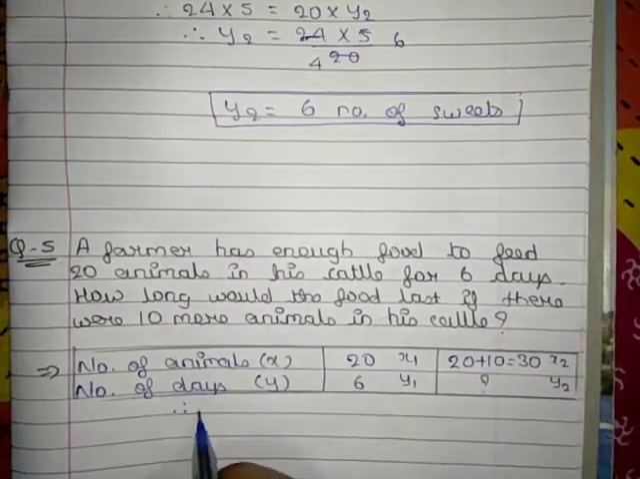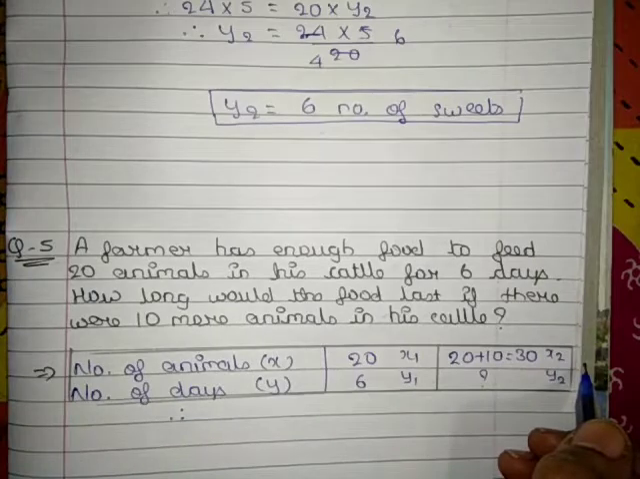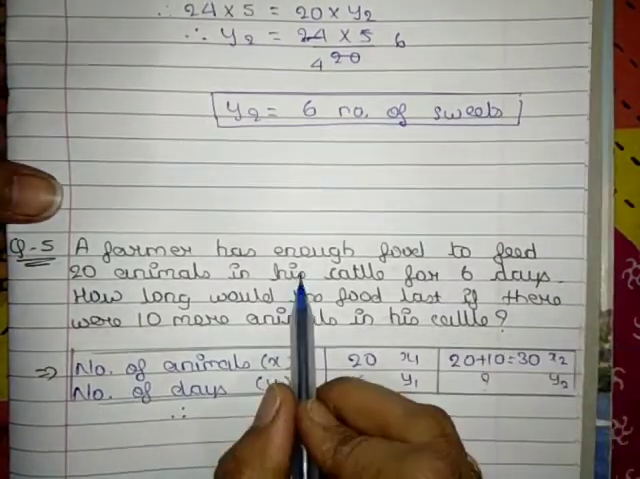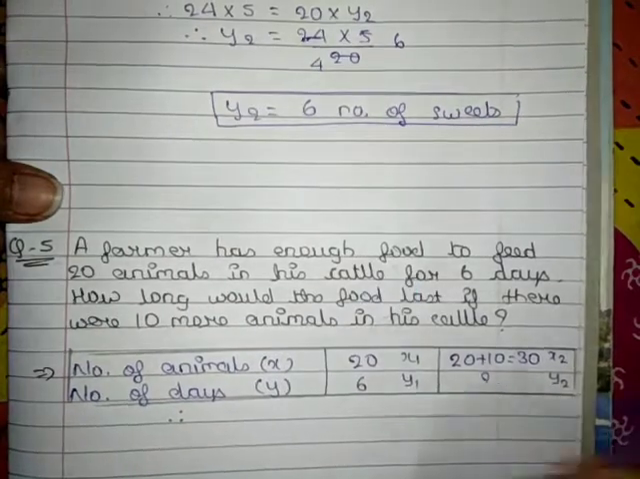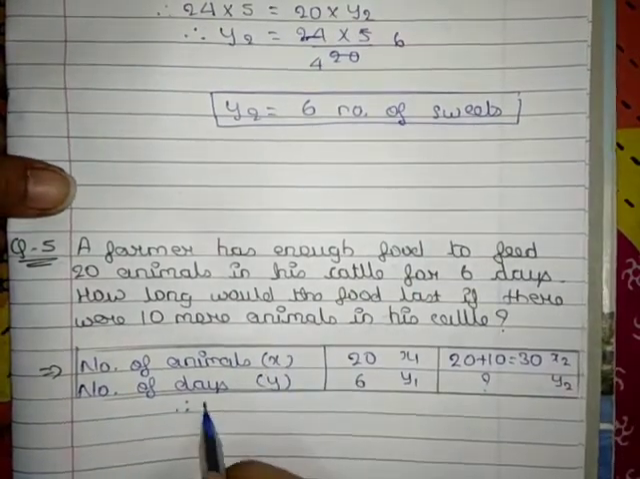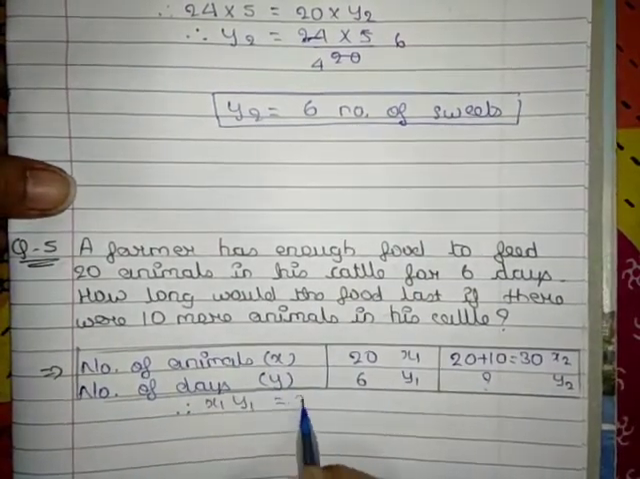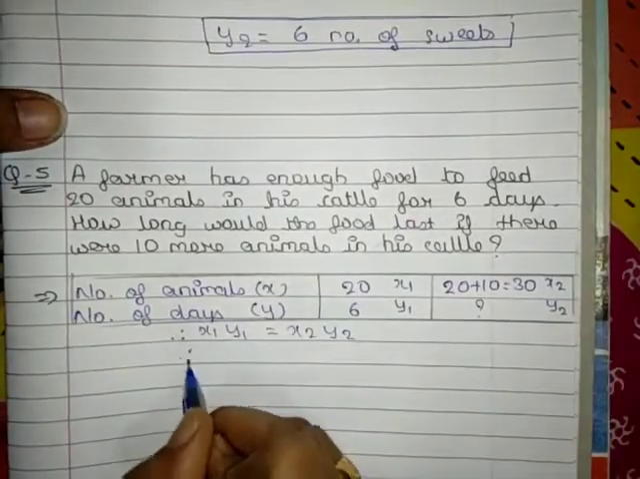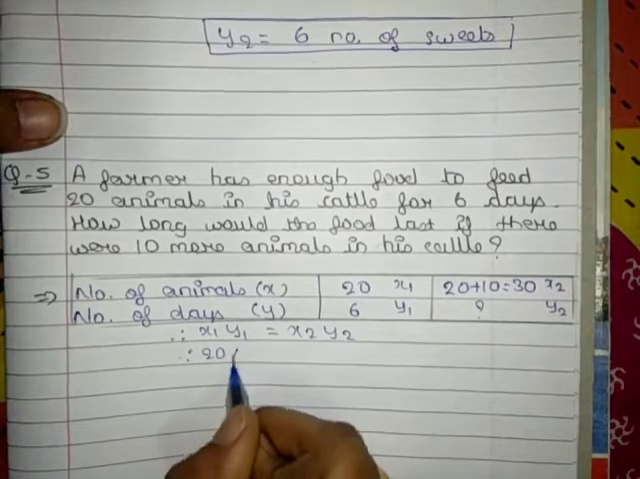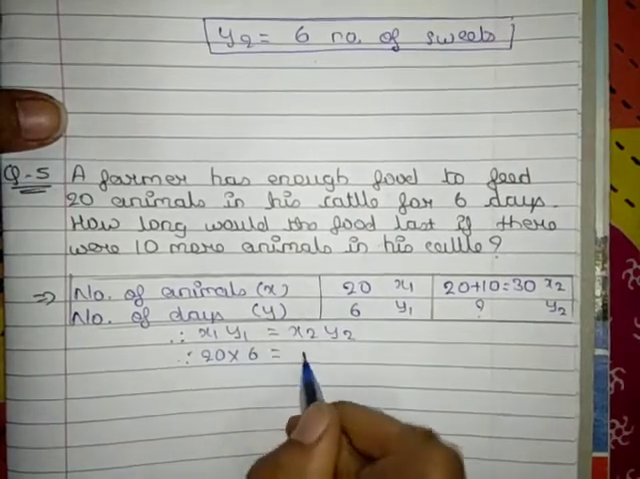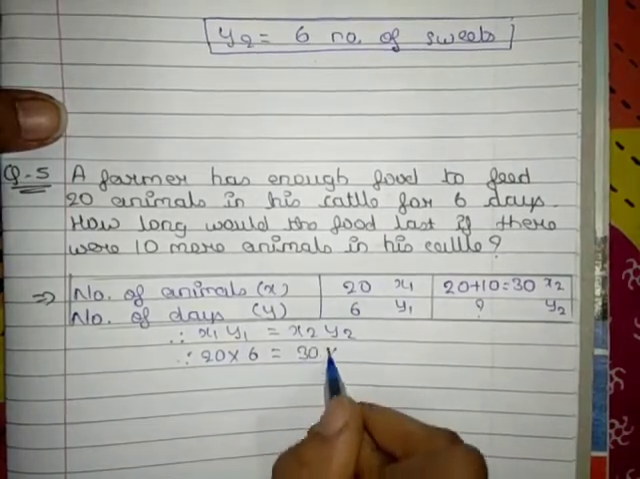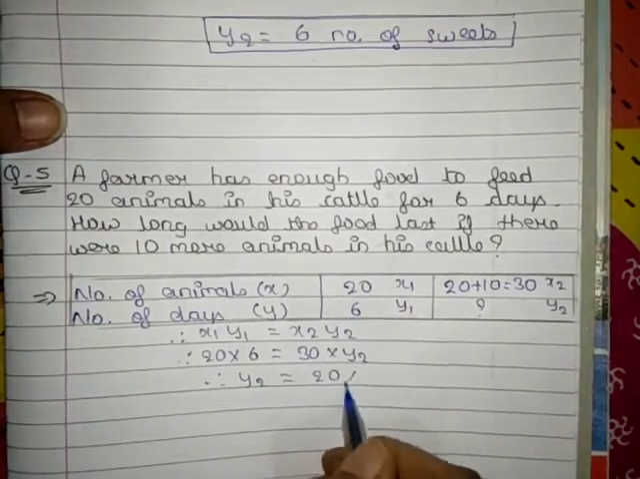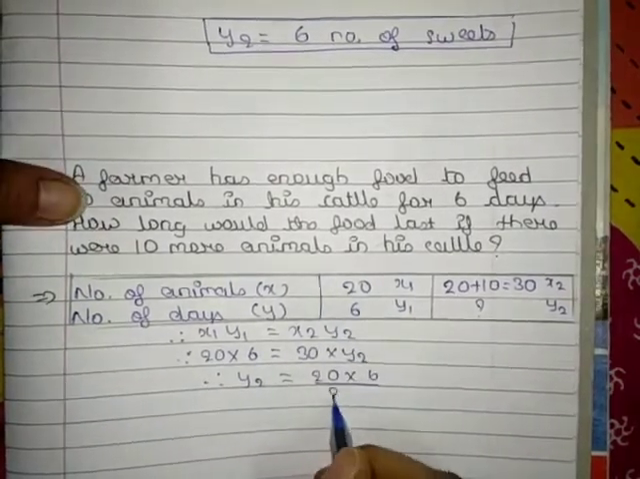And as the number of animals increases, the number of days the food will last will decrease. This is inversely proportional. X1 Y1 is equal to X2 Y2. Therefore, X1 is 20 multiplied by 6 is equal to X2 is 30 multiplied by Y2. We have to find out Y2, which will be equal to 20 multiplied by 6 divided by 30.